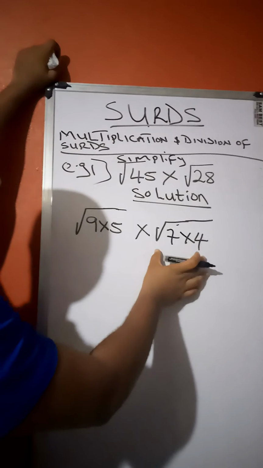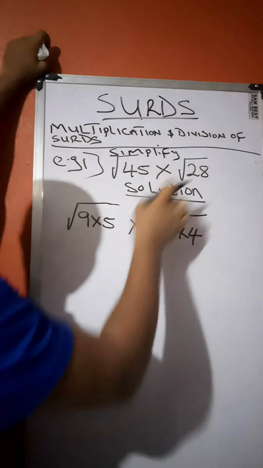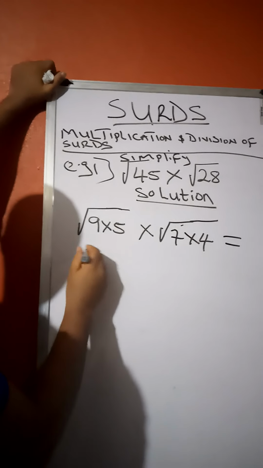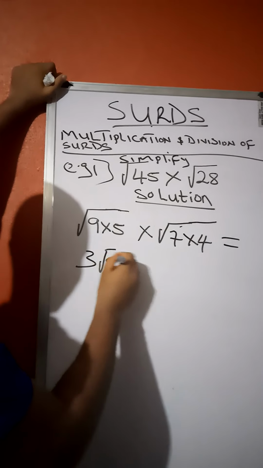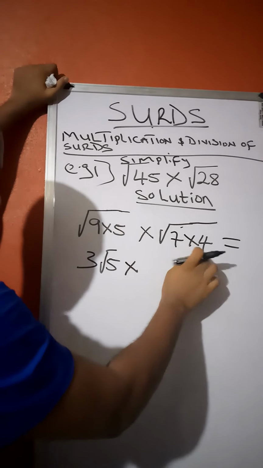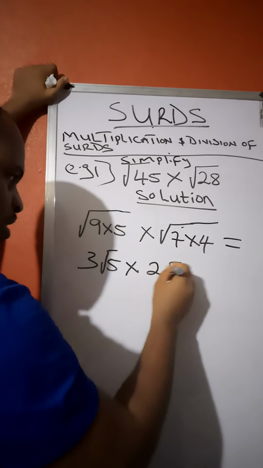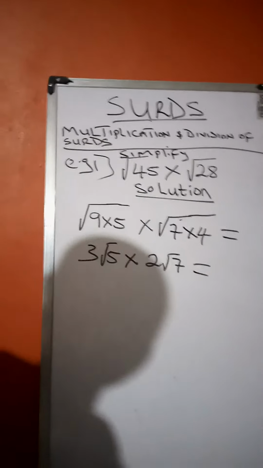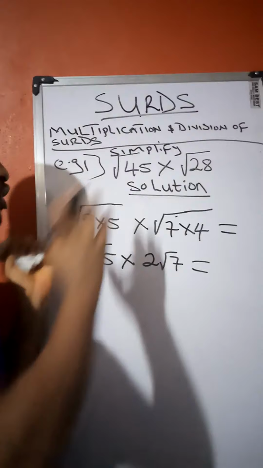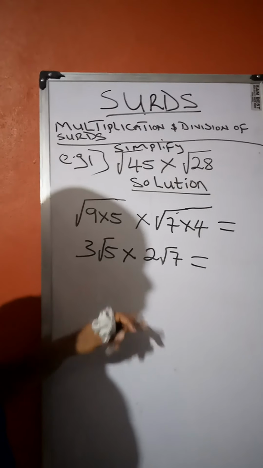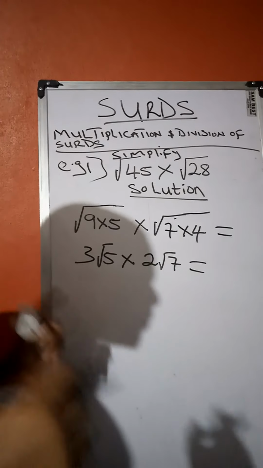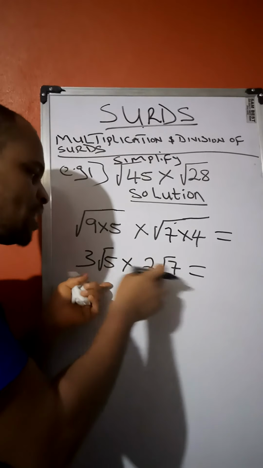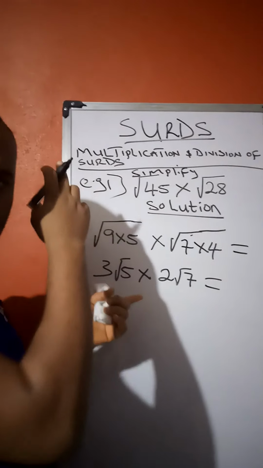Alright, we've succeeded in reducing these two to get perfect squares in two of them. So let's see. The square root of 9 is what? 3 root 5 times the square root of 4 is what? 2 root 7. Now please look at this properly. We are not doing addition and subtraction, so the term similar surd doesn't play here. Remember the first rule of surd. When you are having two surds multiplying themselves, you can actually bring these two into a single square root.